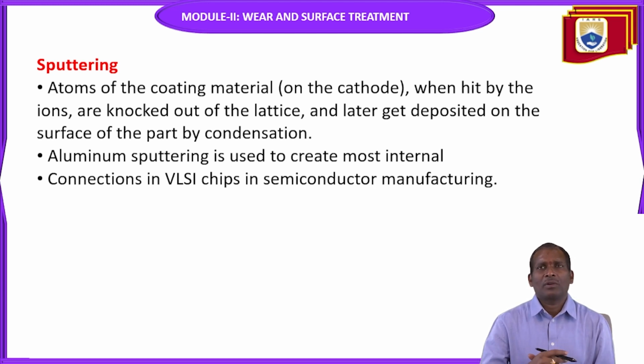The atoms of the coating material, when hit by the ions, are knocked out of the lattice. Later, the material is deposited on the surface of the part by the condensation phenomenon. In vapor deposition due to the evaporation method, the material is deposited on a part. Here, due to condensation, the surface of the part will be coated.